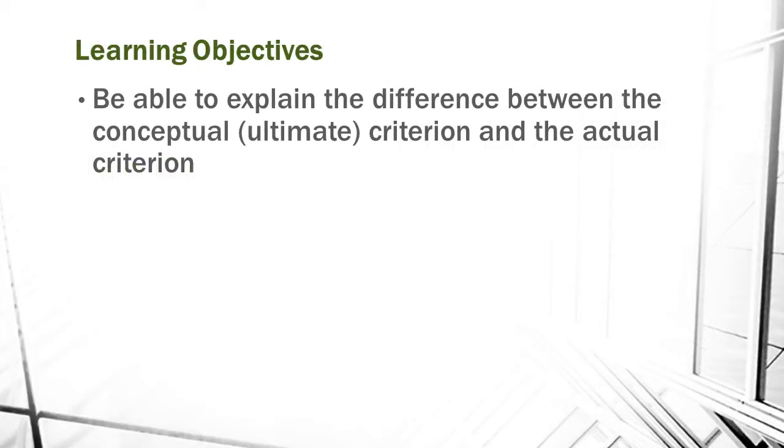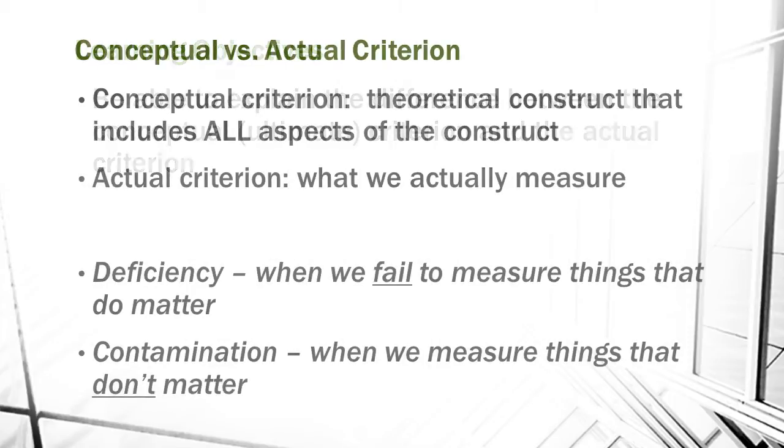The learning objective for Module 4.2 is that by the end of this module, you should be able to explain the difference between what we call the conceptual or ultimate criterion and what we mean by the actual criterion. I'll explain this as we go forward.